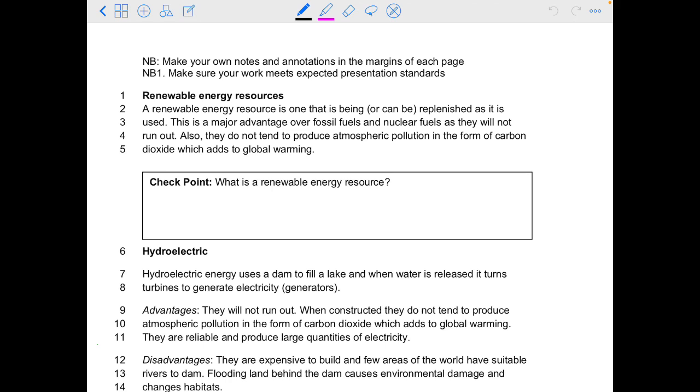So now we're going to talk about renewable energy resources. So a renewable energy resource is one that is being or can be replenished as it is used. So replenished can also mean replaced. So there's a major advantage over non-renewables as they won't run out as long as we treat them with respect. So they also tend not to produce atmospheric pollution. So they tend not to lead to global warming.